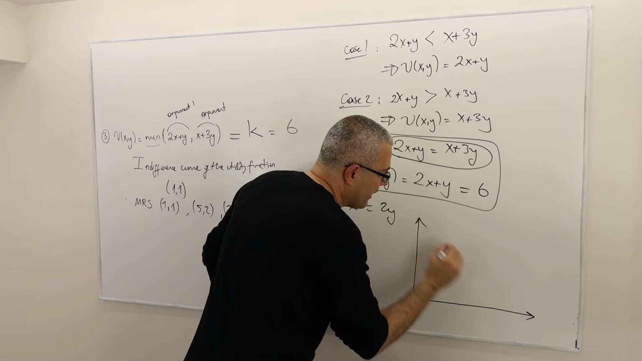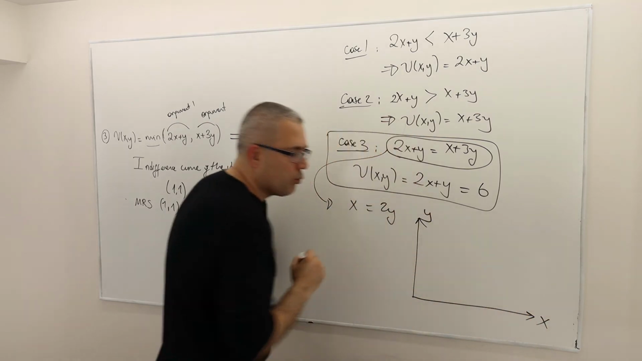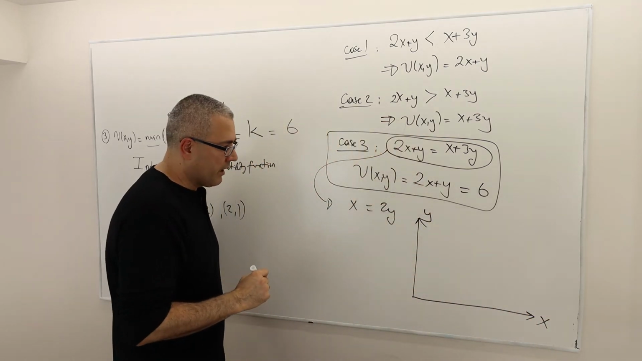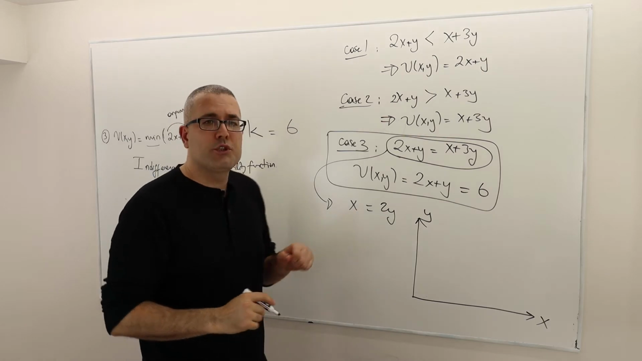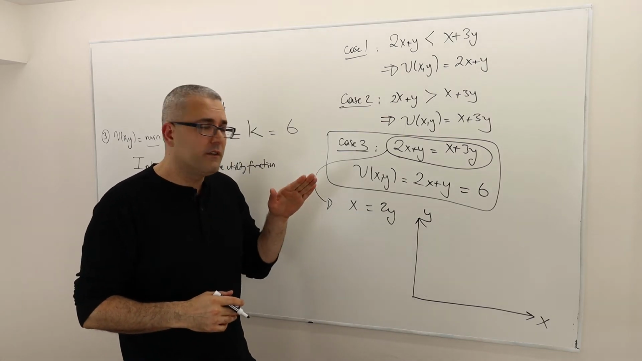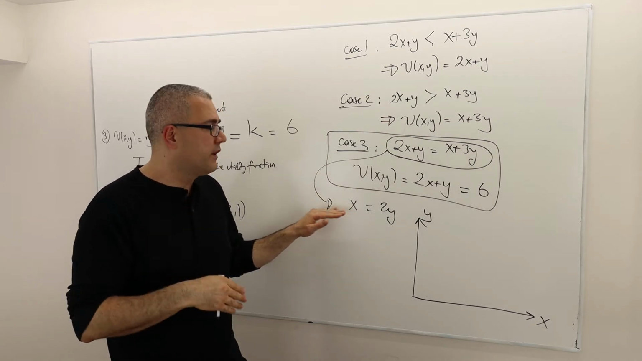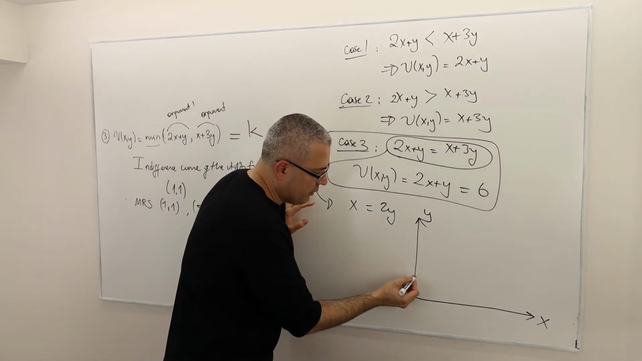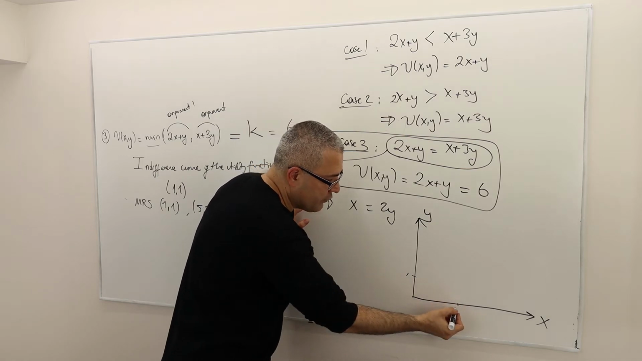Remember, I'm going to draw my indifference curve on x versus y space. All right, so where is the x equals 2y line? It's not the 45-degree line, right? Because x is 2 times more than y. So if y is, for example, 1, x is going to be 2.